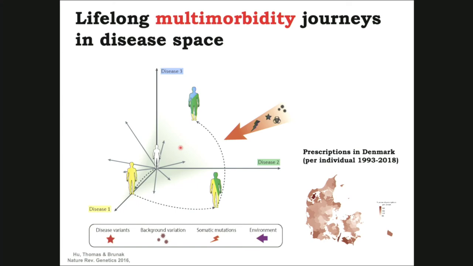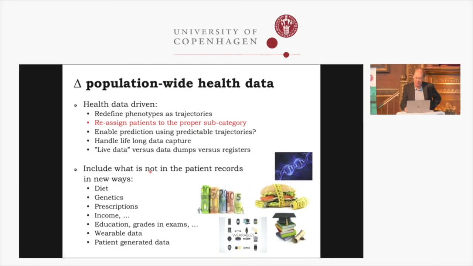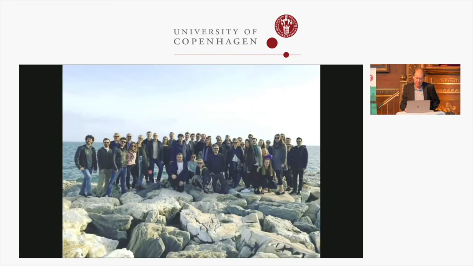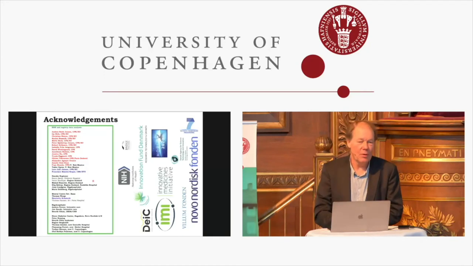We are studying these trajectories, but I didn't talk about a lot of other data. So last slide here. We make these trajectories from various clinical data, and then of course you can add other types of exposures, and you can add genetics, you can add income. You can add socioeconomic data, and we work with Statistics Denmark on that. So here's my group and also some of the people involved in this work.